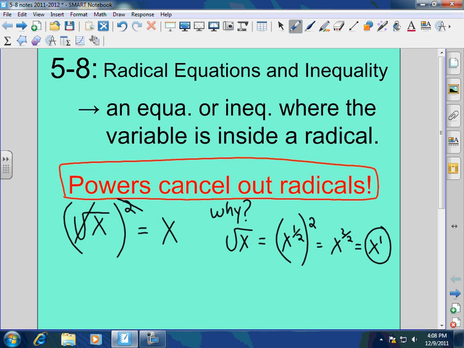If I have the cube root of 3x, I can raise that to the 3rd power, and again, the power cancels out the radical, and I would be left with 3x. So the main thing to remember here is that powers cancel out radicals. Now let's go through some examples and figure out how this works.